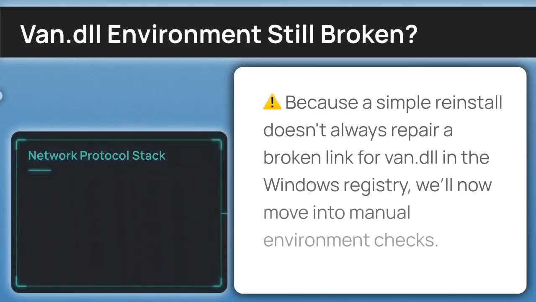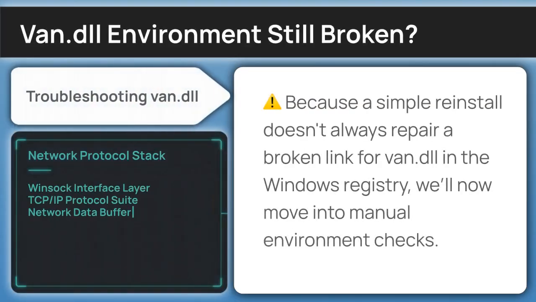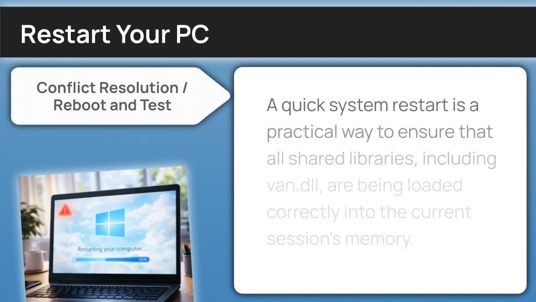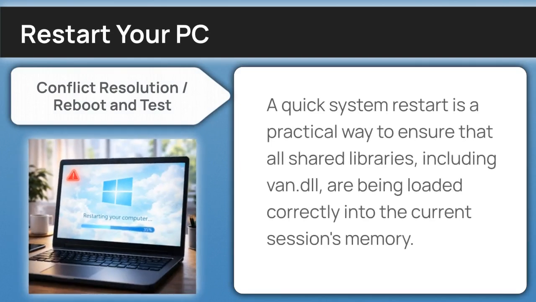If no luck was had with the redistributable package, we will escalate the fix by performing a targeted reset of the system state. A full system restart ensures that no background processes are currently locking the Van Library file. A fresh boot allows Windows to reinitialize its library map from a clean state.